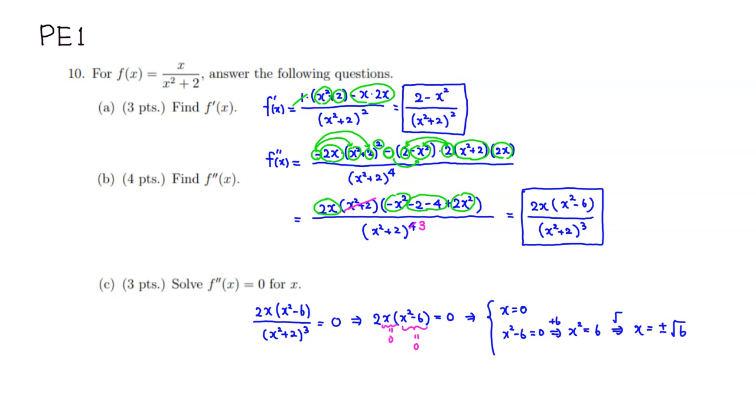So there are 3 x values. We know that x could be 0, or x could be plus or minus square root of 6. All right, that's it. I hope that this was clear.